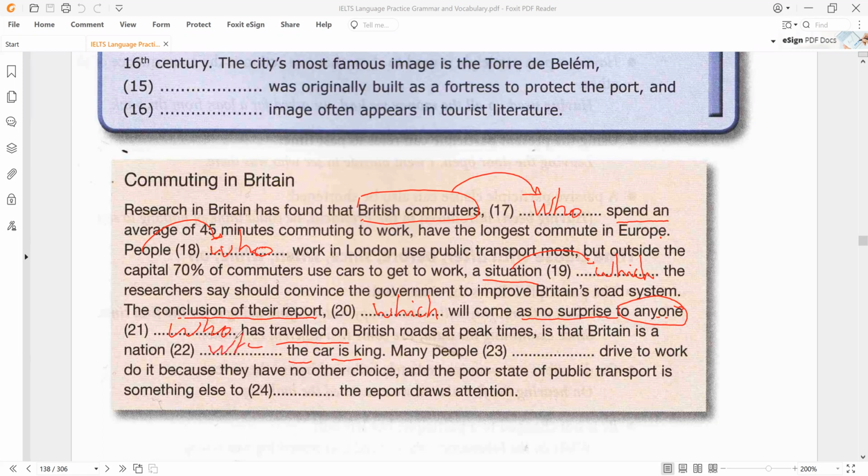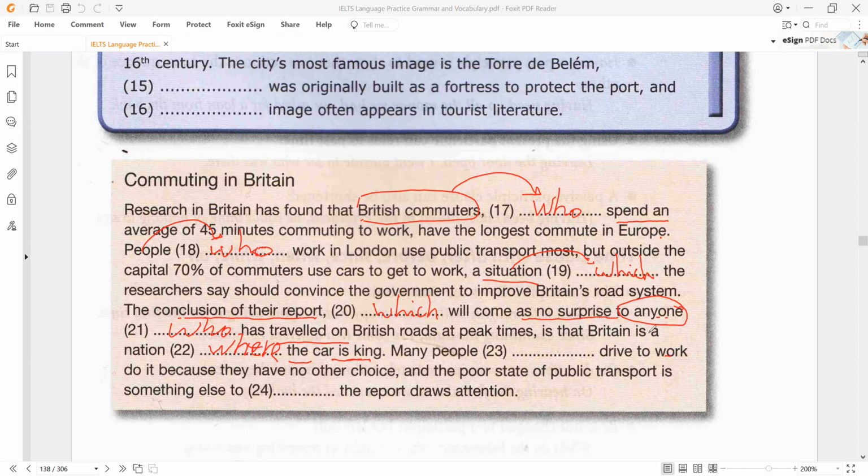It says is that Britain is the nation, number 22, where, because I talk about Britain place, where the car is king. What does it mean? Britain is the nation where the car is king. That means without a car, you can't go anywhere. That's the car is king. That means the car is something very, very important. Many people drive to work, do it because they have no other choice.